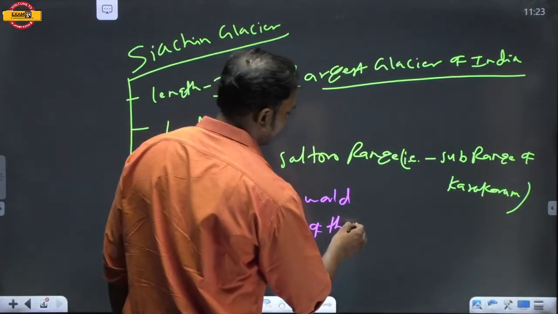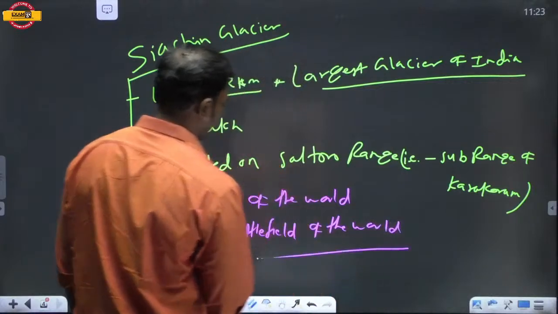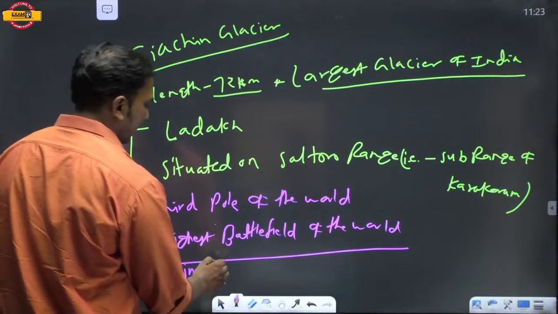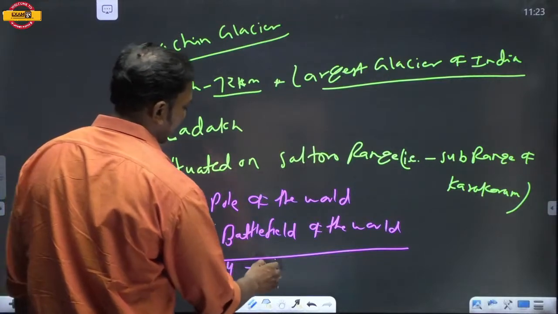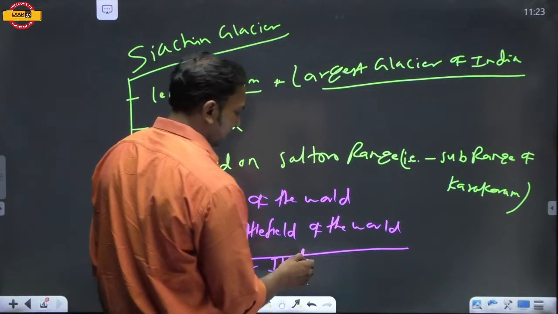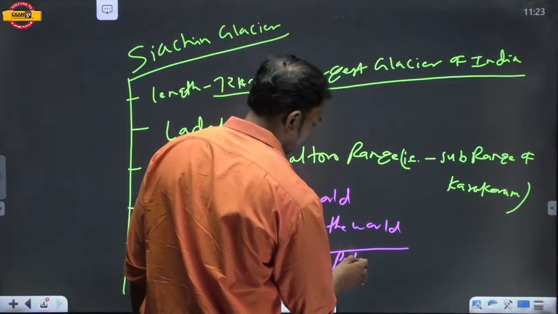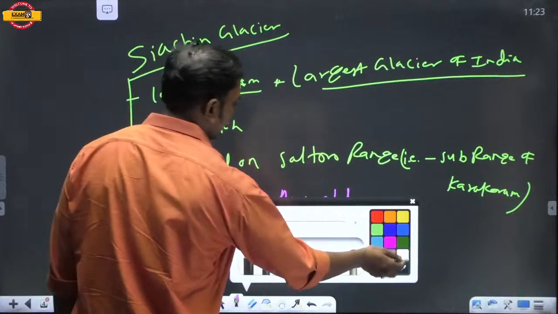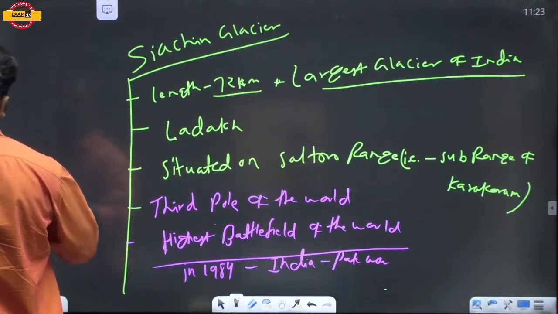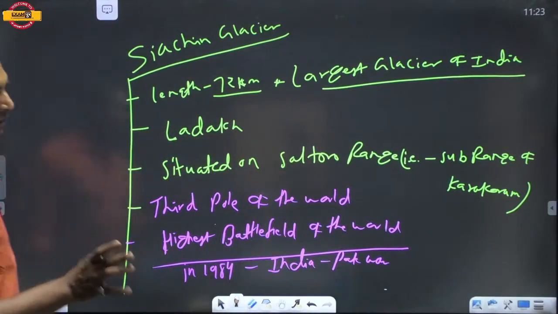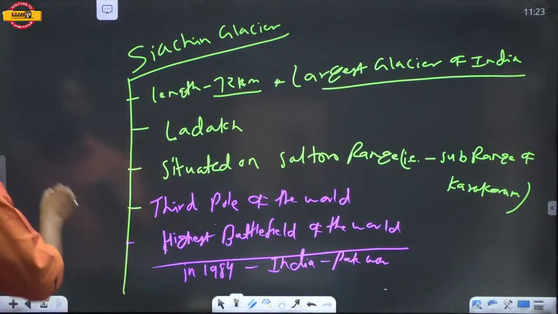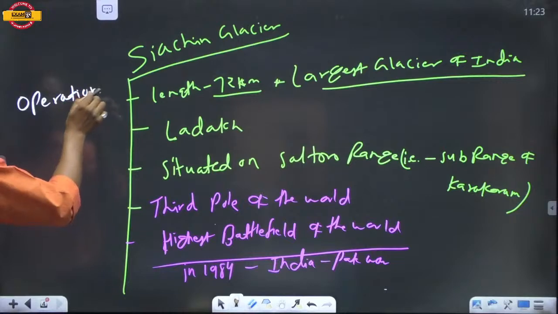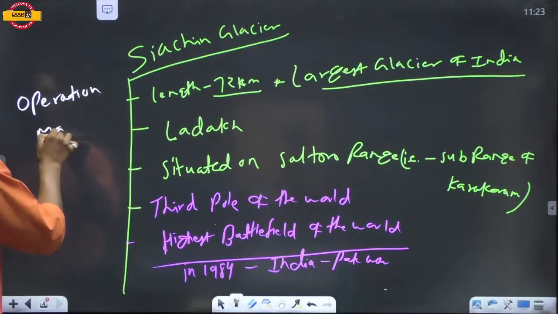Highest battlefield of the world. In 1984, there was a war fought between India and Pakistan over this ground region. So what about the operation done by the Indian side? It would be Operation Meghdoot. Operation Meghdoot was run by the Indian government.